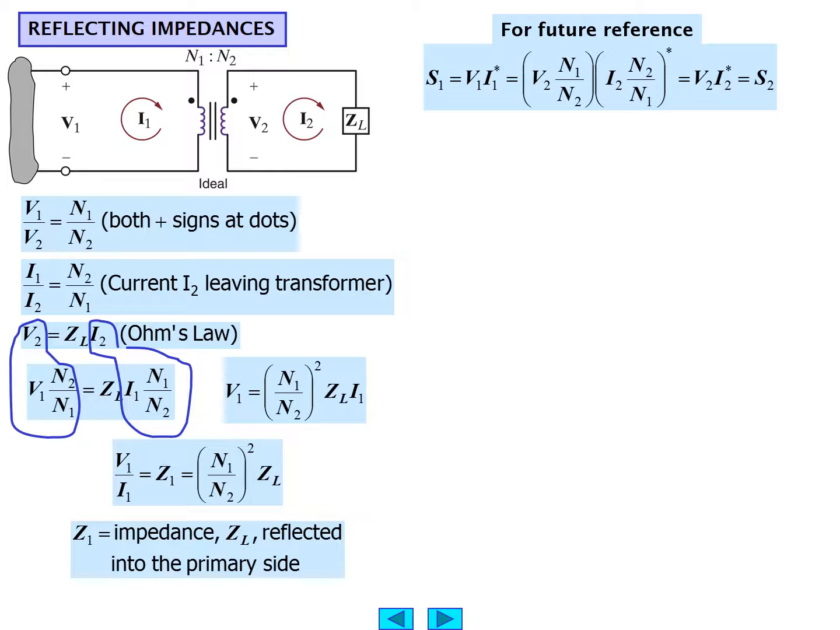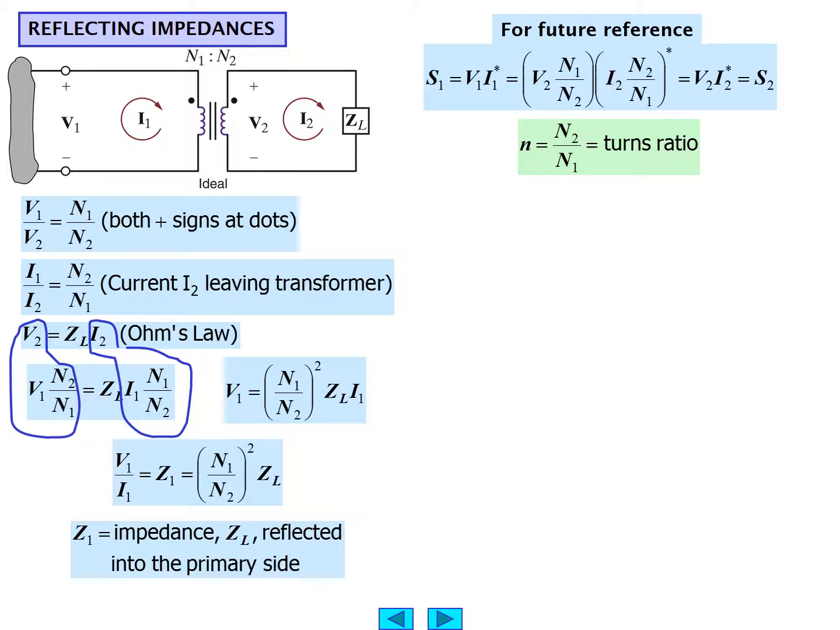So for future reference, let's pull up some terms that we've learned before. For complex power, we know that S1 is equal to V1 I1 conjugate. We can make a substitution for future reference, and this should appear in your notes. V1 is V2 times N1 over N2, and I1 is I2 times N2 over N1, conjugate, in order to produce the complex power in the first circuit. That's the same as writing V2 times I2 conjugate, and since it is an ideal transformer with no losses, that would be equal to the complex power S2 as a result also.